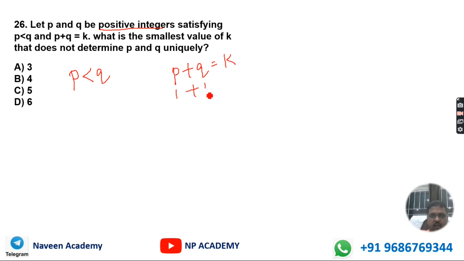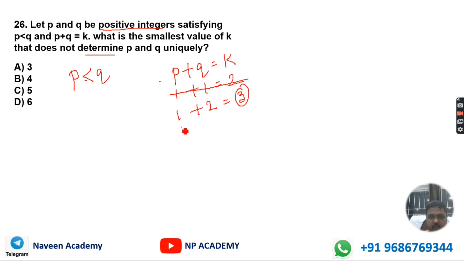So we can use 1 plus 1 is equal to 2. But we cannot use 1 plus 1 because P is less than Q. We can use 1 plus 2. We can get 3. So for 3, we can find out the value of P and also the value of Q. But they are telling that does not determine, which is the least number. We have to find out the smallest value of K.